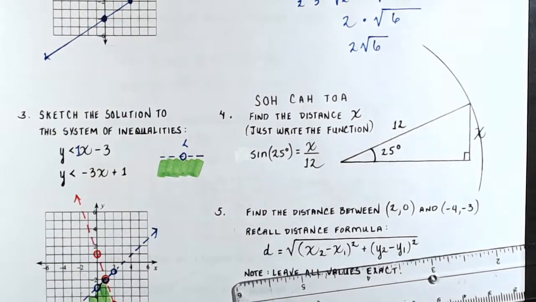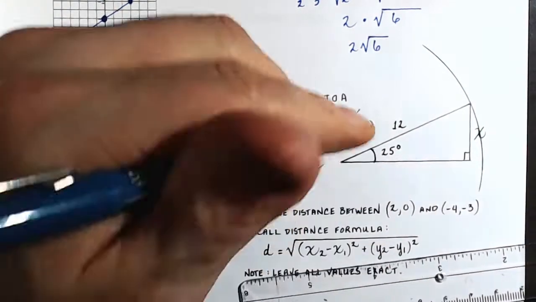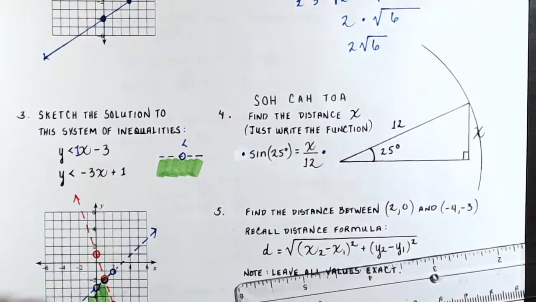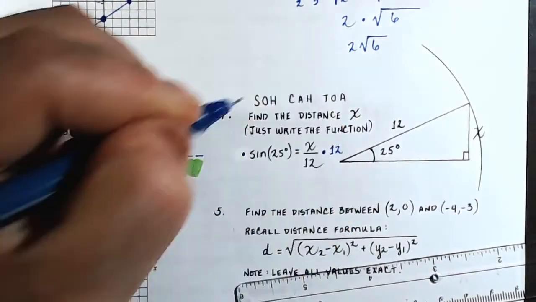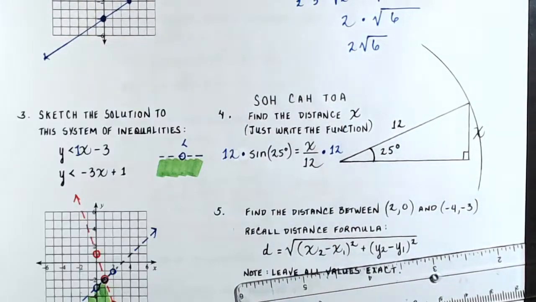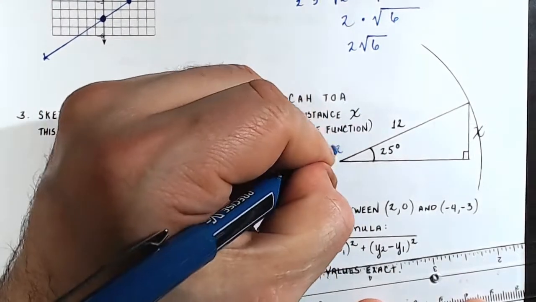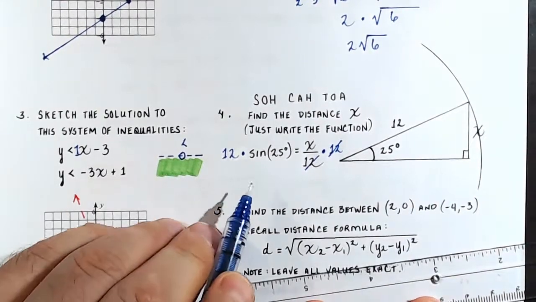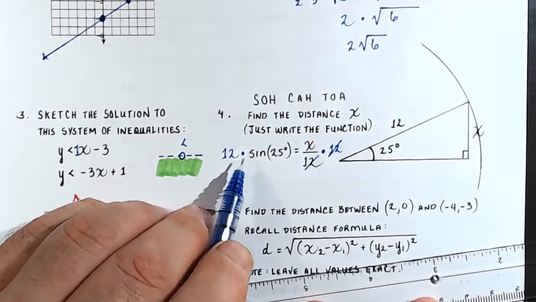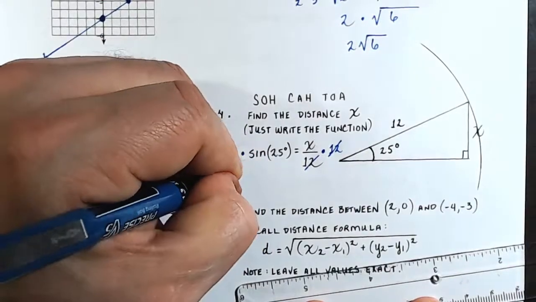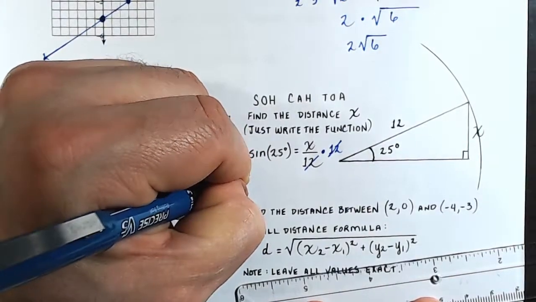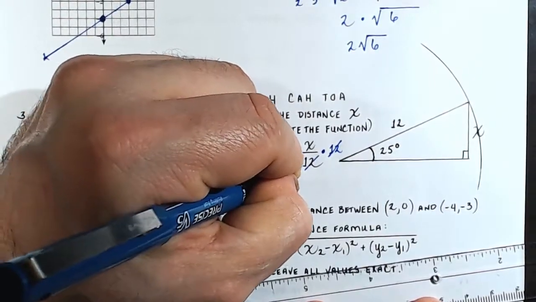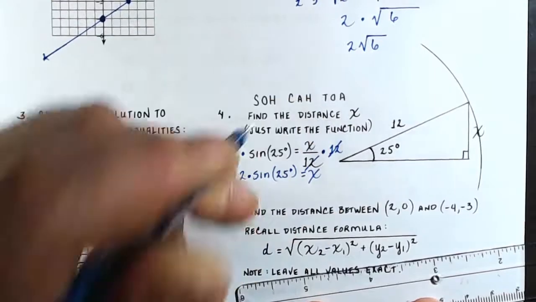So in order to get x by itself, I need to multiply both sides of the equation by this denominator of 12. Now the reason I did that is because I want to get x by itself, and I can cancel out those 12s on the right. Now on the left, all that remains is 12 times the sine of 25. So what that means is that 12 times the sine of 25 degrees equals x, or the height.